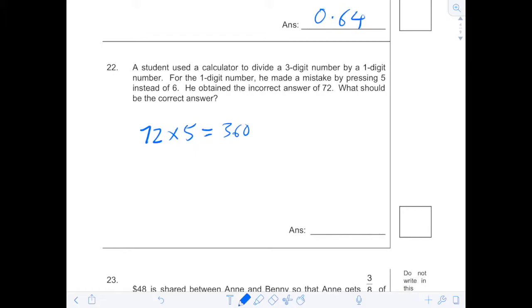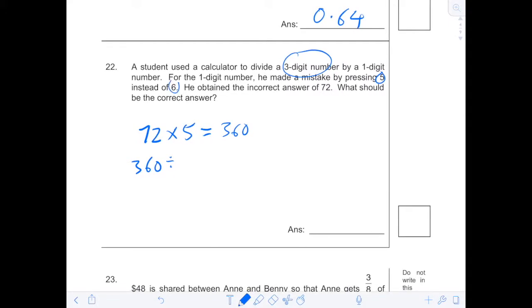Now you have to divide this 360 by the original number that he was supposed to. So you multiply by 5, and you get the first number that you keyed in. You got this 3-digit number, which is the first number you keyed in. Now you do the actual correct answer. You're going to divide it by 6, which was what he actually wanted. So you get 60.